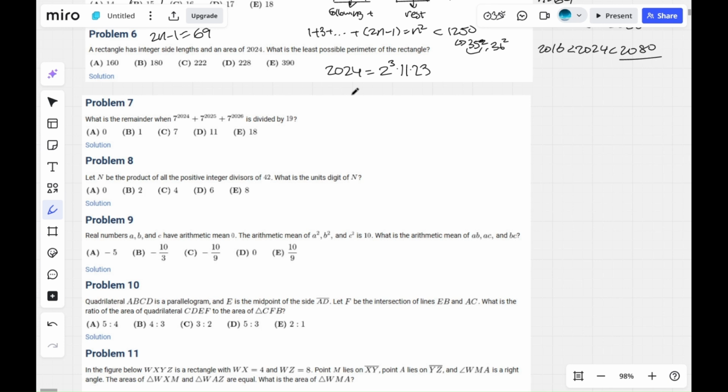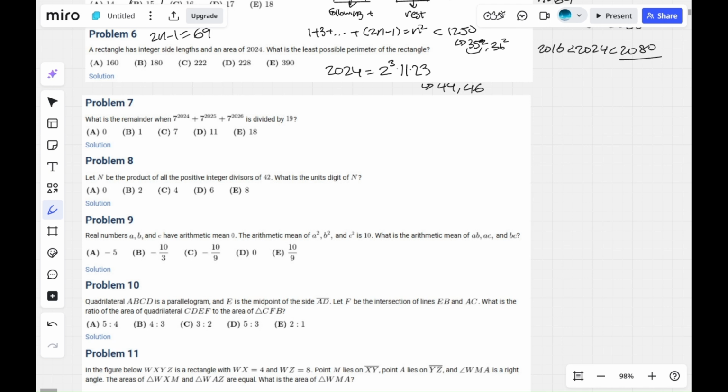This is the prime factorization of 2024, and we want the least possible perimeter of the rectangle. So we want the width and the length to be as close as possible to each other. So over here, the two factors that are the closest to each other are 44 and 46. And by two factors, I'm referring to two factors that multiply to 2024.